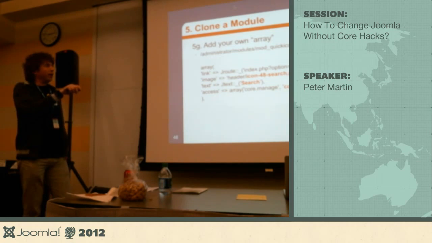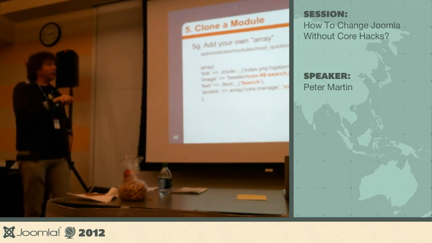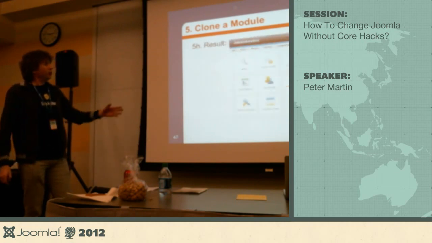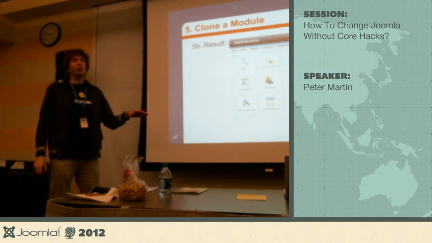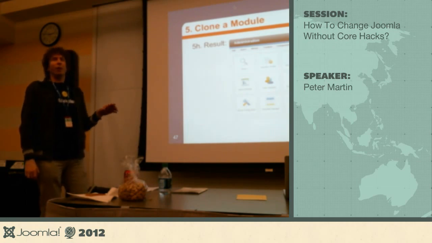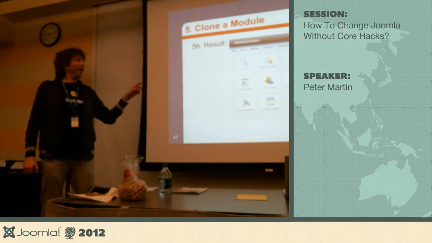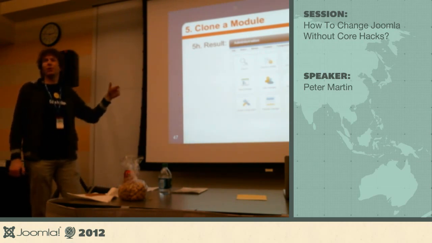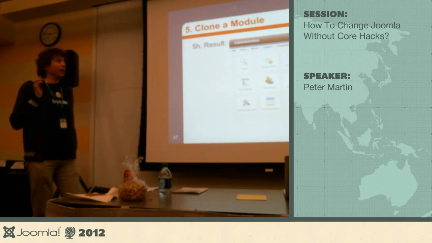Here I specified the image. This is the text underneath the image, and this is for the access to the ACL. So this is how you end up. You have a nice search button, and if you update Joomla, it doesn't get overwritten. But there are better ways to do this. I mean, maybe there are some plugins. You can go to the JED, but this was just to show you how to clone something.